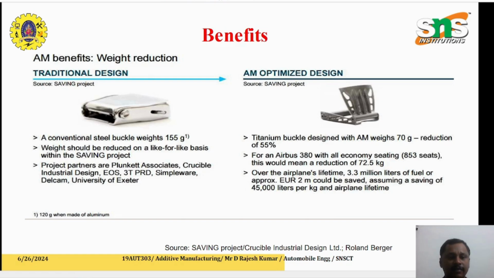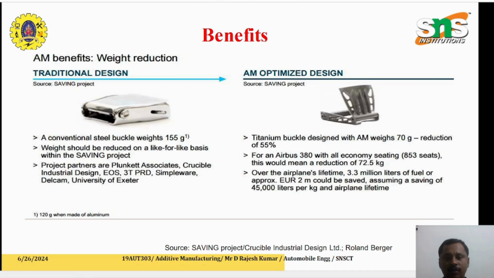So here the weight of the product is 155 grams, and here the additive manufactured product, on the right hand side, a titanium buckle designed using additive manufacturing, is just 70 grams. So this is a simple product. You can see the difference between the conventional and the additive manufacturing. So the weight should be reduced on a like for like basis, saving the project.